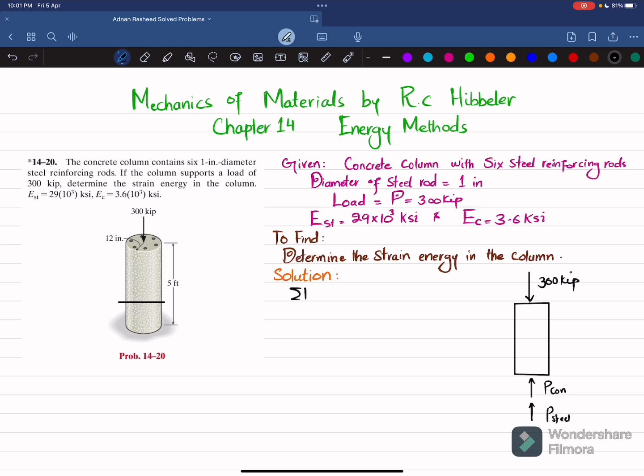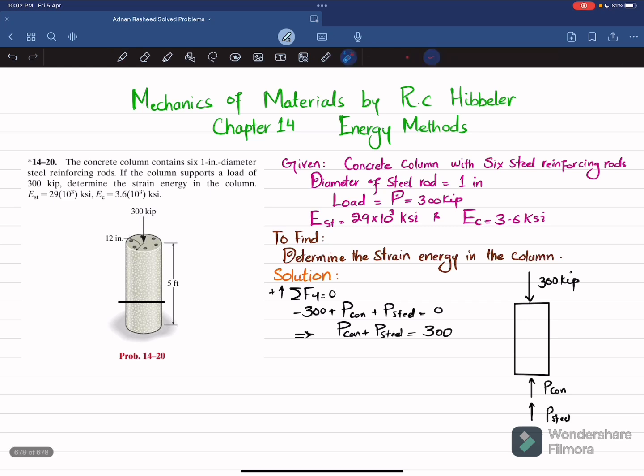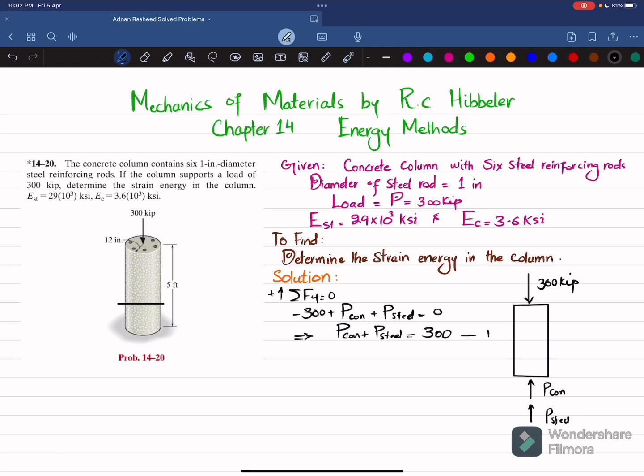So this is the equation that sum of all forces along y direction must be equal to 0 and upward force is taken as positive. So you can see minus 300, which is downward, plus P of concrete plus P of steel is equal to 0. So from here we can say that P of concrete plus P of steel is equal to 300. Means that this 300 kips load is taken, some of portion is taken by concrete while some is taken by this steel rod. So this is your equation number 1.